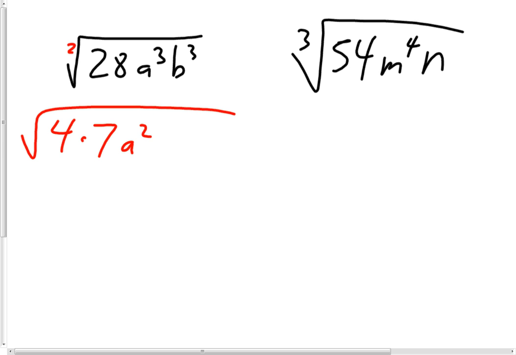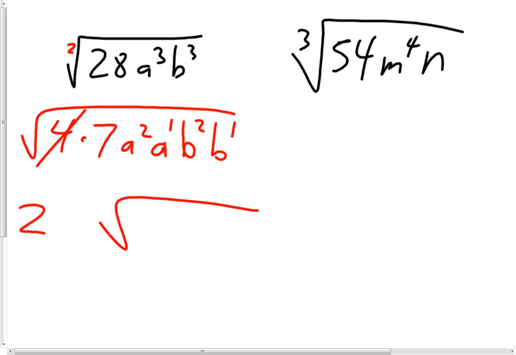So we need to break up A3 into A2 and A1. We need to break up B3 into B2 and B1. We need all the 2's we can get. What's the square root of 4? 2. As soon as you use it, cross it out. So I'm going to cross out the 4 because I found it already. Is there a good square root of 7? That stays on the inside.